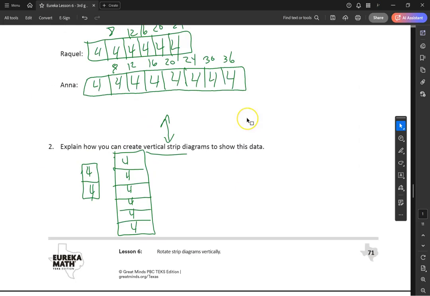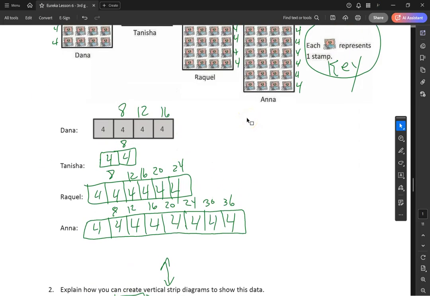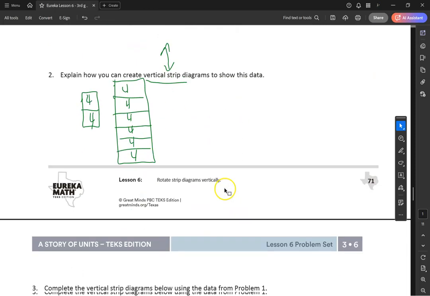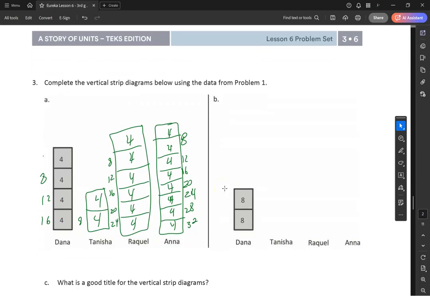Okay, so see how it looks the same? Same information. And actually, I messed this up. Wow. Lots of mistakes today. 30. Is that right? That's not right. 12, 16, 20, 24. Wow, I really messed that one up. I hope somebody caught that. 24, 28, 32. Wow. All right. Well, I messed that one up. That's okay. Let's keep going.